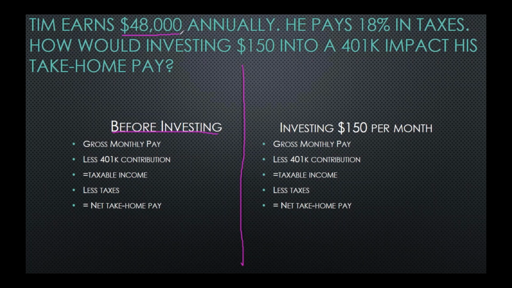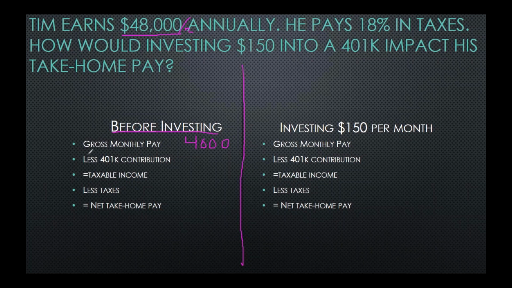Anyone? It's $48,000 a year. How much is it per month? How would we figure that out? 4,000, exactly. We would take that, divide it by 12 months, and his gross monthly pay is $4,000. Okay, now, the left and the right side are identical.